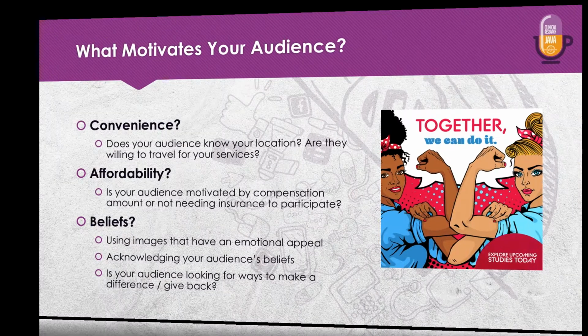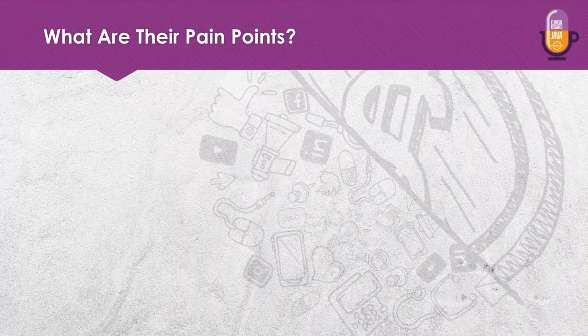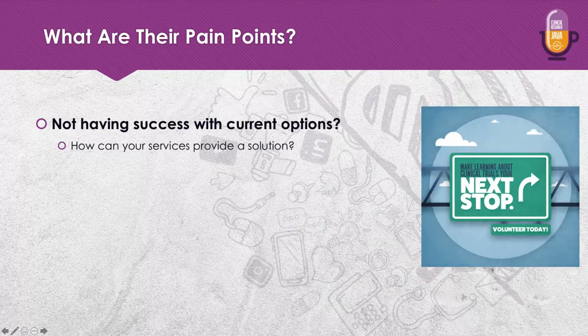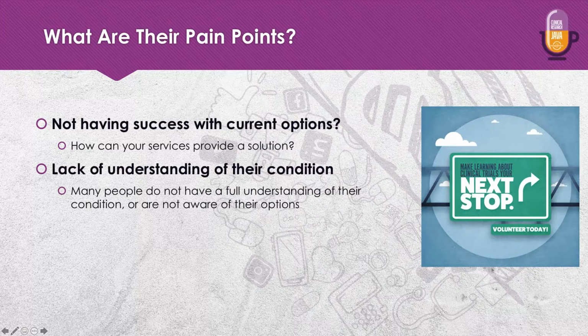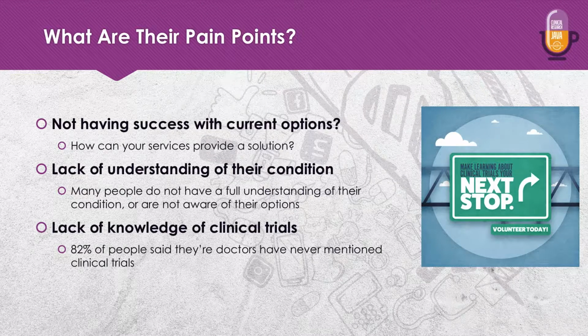What are your audience's pain points? A pain point is a specific problem that your audience is experiencing. This could be not having success with current options. How can you provide a solution? Lack of understanding of their condition. Many people do not have a full understanding of their condition, or they're not aware of their options. Lack of knowledge of clinical trials. 82% of people said their doctors have never mentioned clinical trials. This ad is an example of targeting an audience that may not know a lot about clinical trials. It says, make learning about clinical trials your next stop.